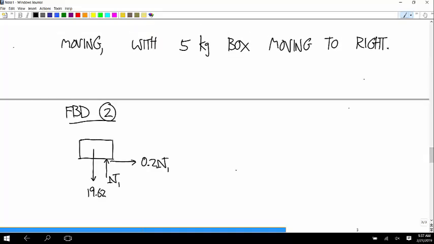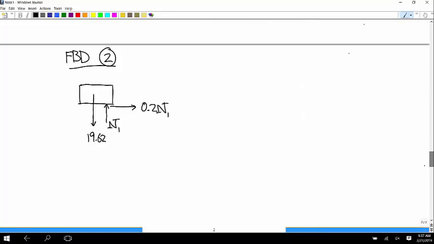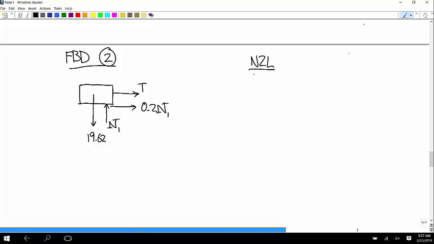Now I'm going to keep going around counterclockwise, and on the next surface, I get this cable force. The cable's attached to it. That force is parallel to the cable, away from the 2 kilogram, and I'll call that magnitude T. Okay. Hopefully maybe we can solve it already. I can't. But let's just write out Newton's second law and see what we can figure out.